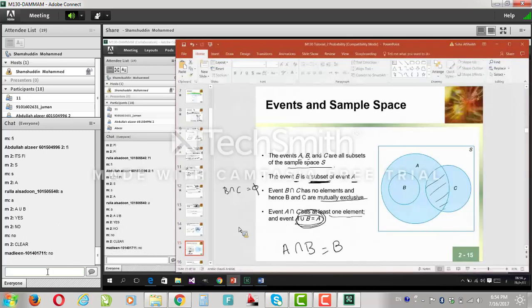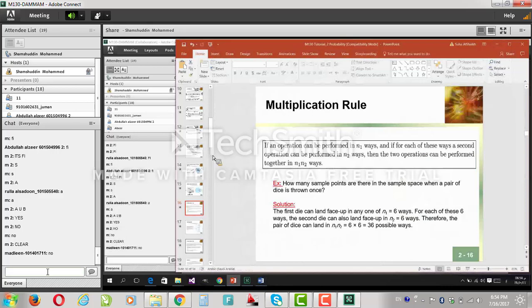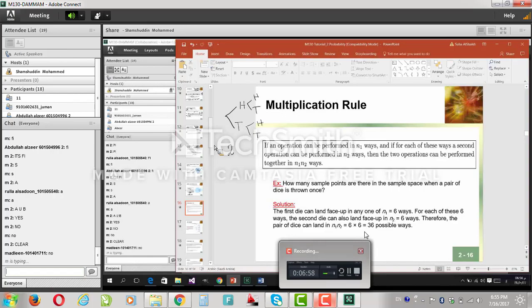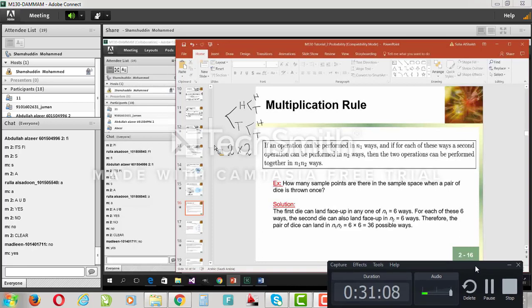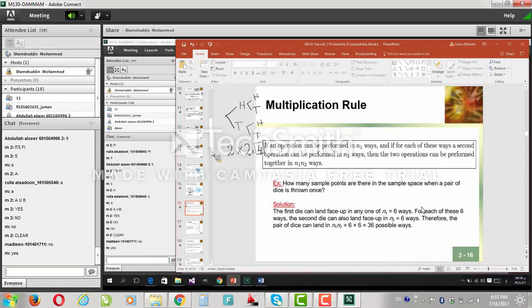Now we move to the next slide that we talk about the multiplication rule. Actually, we applied this multiplication rule before. When you have a coin, we have a head and tail, and the second time we will have a head and tail. The first time I'm flipping, I get the tail option. The second time when I'm flipping a coin, I have two options also. So 2 multiplied 2 equal to 4. So I have 4 outcomes in my sample space.